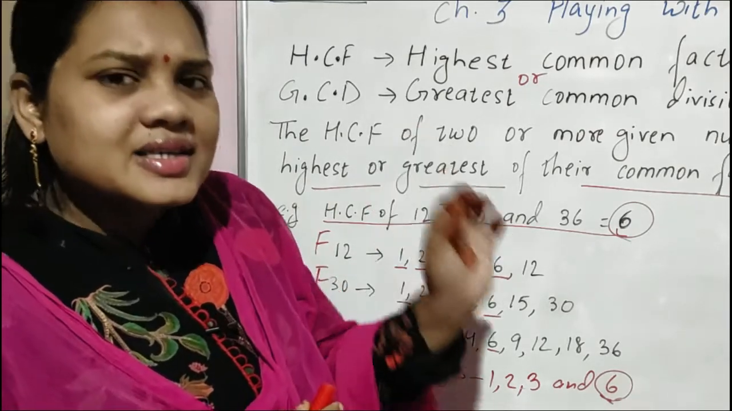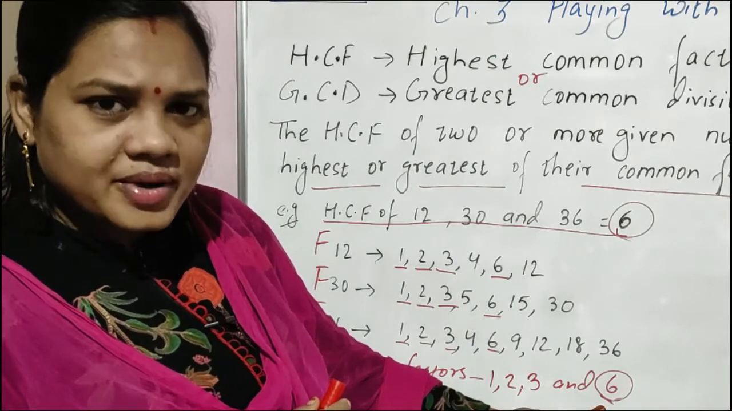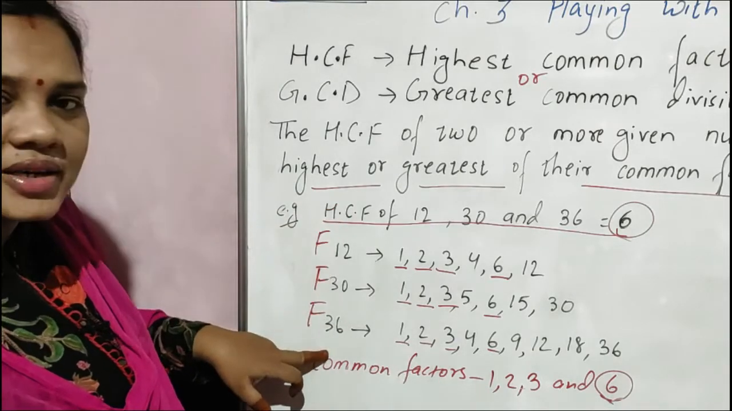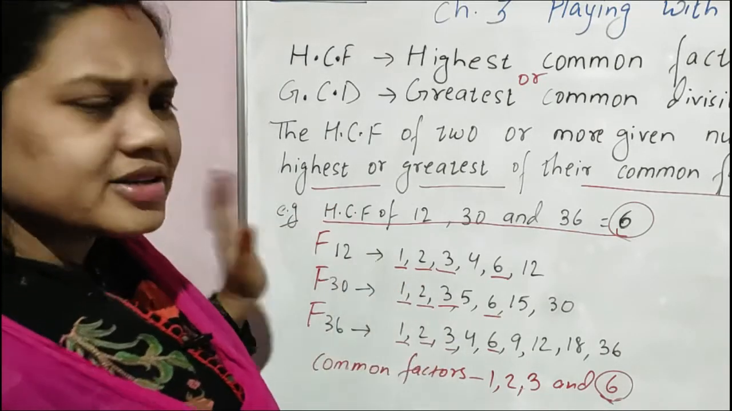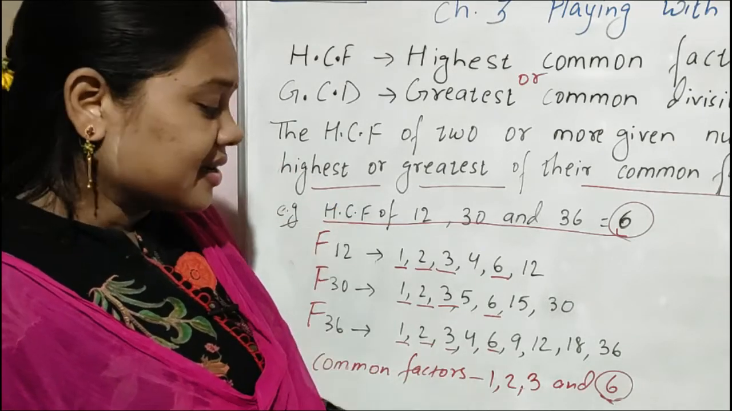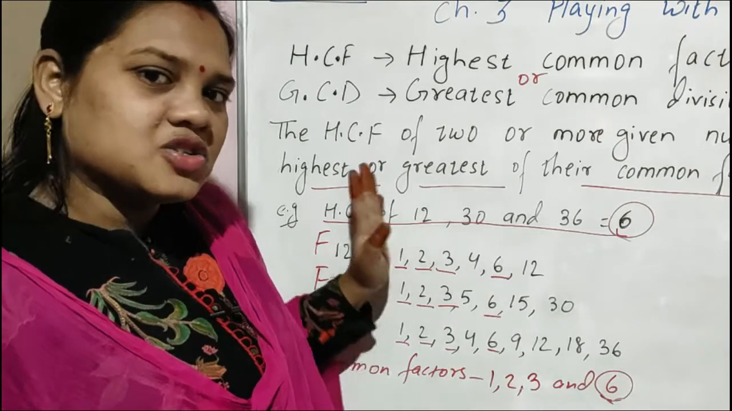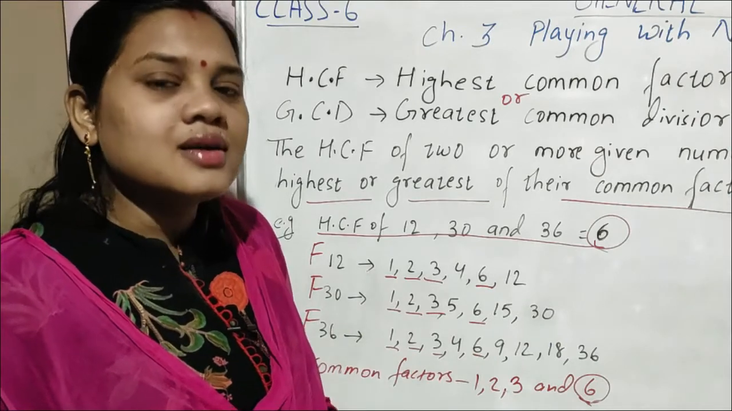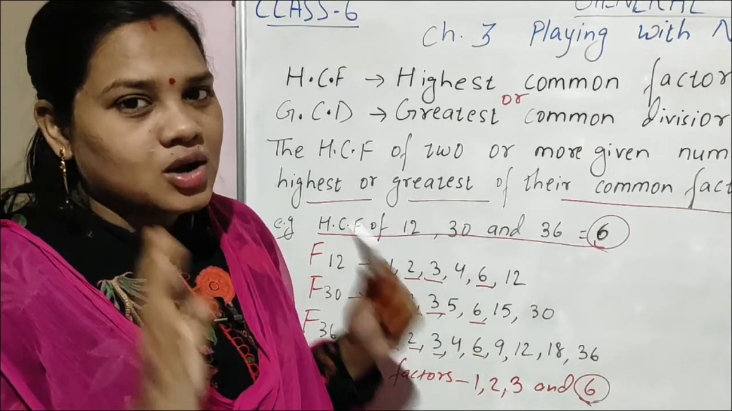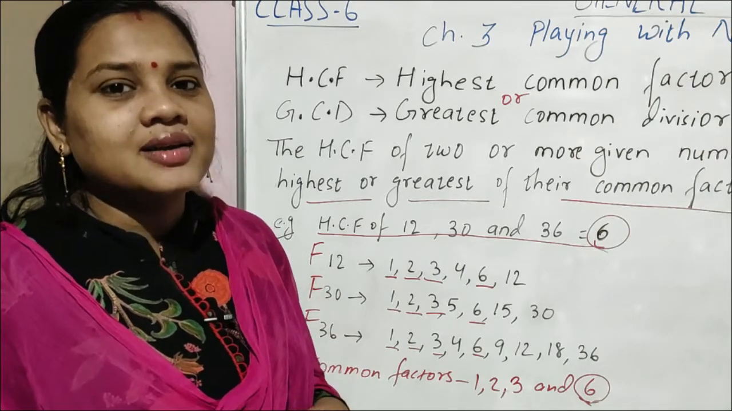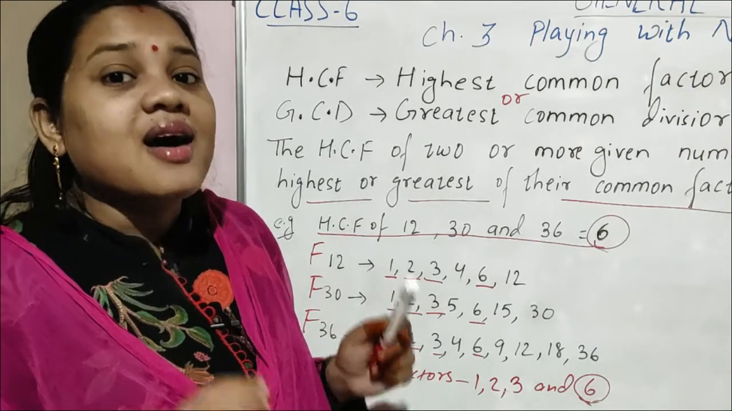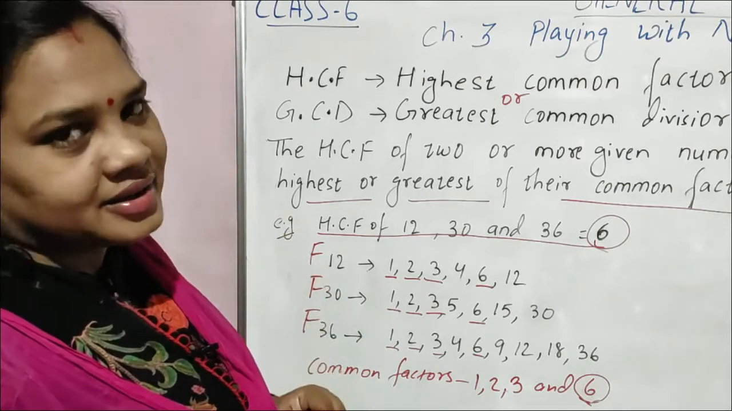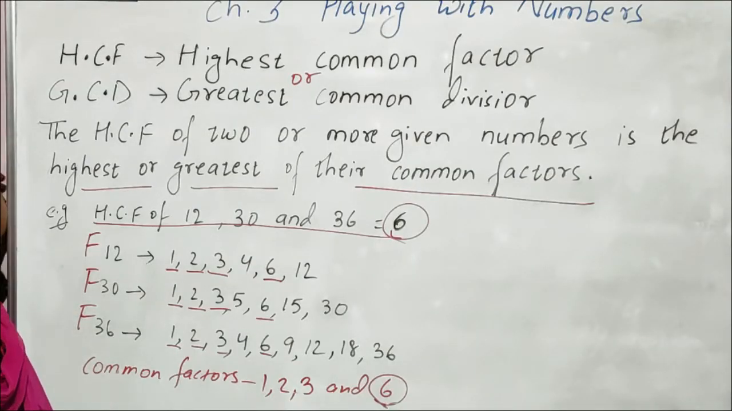So it is very clear what HCF is. HCF is the highest common factor, the greatest common factor which divides all the given numbers exactly. 2 also divides all numbers exactly, but 2 is not the greatest. 3 also divides all these numbers exactly, but 3 is also not the greatest. Which is greatest? 6. Understood children? HCF or greatest common divisor is the highest number which divides the given numbers exactly.